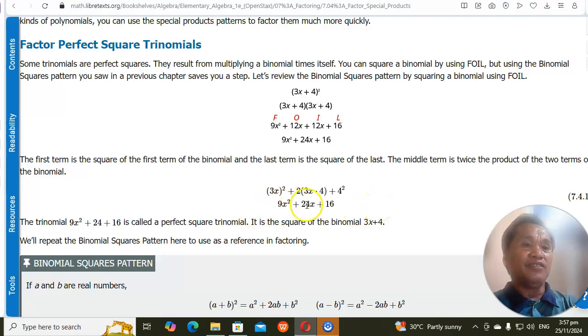Okay. Now this trinomial, we call this a perfect square trinomial, this product. So it is a special product. It is the square of the binomial 3x plus 4.